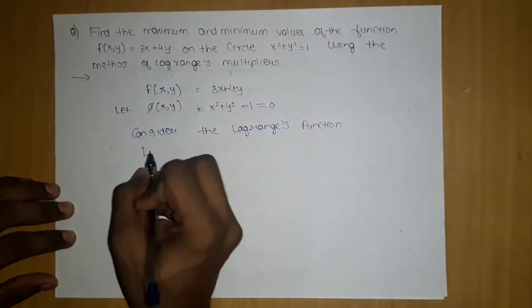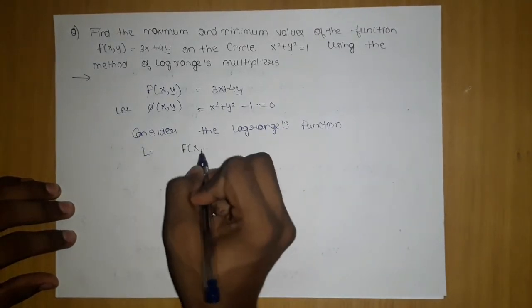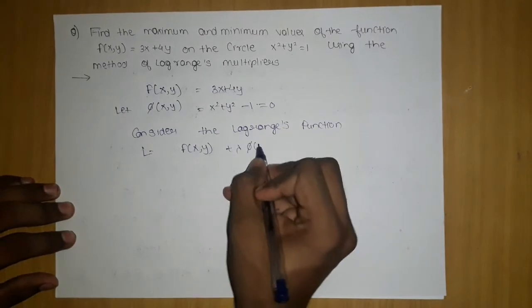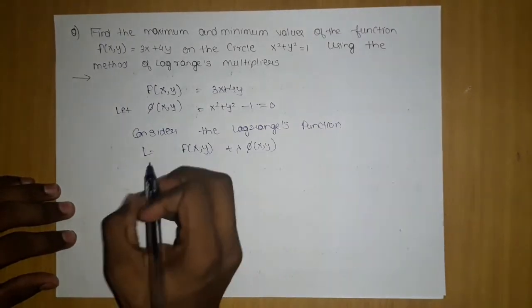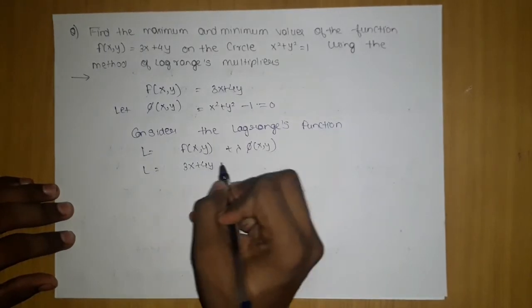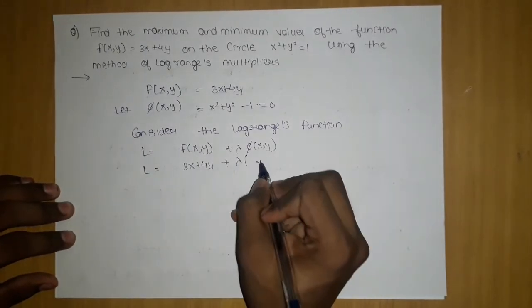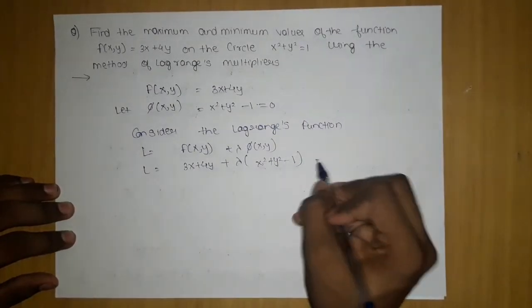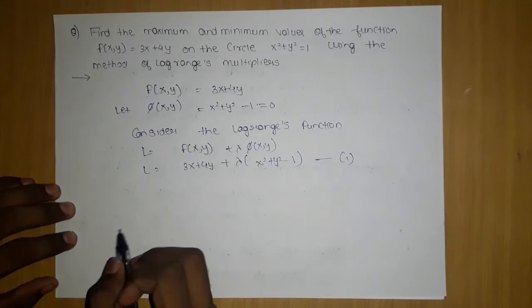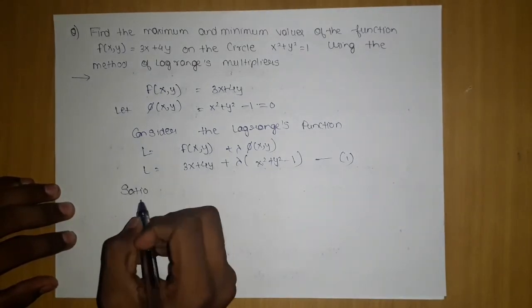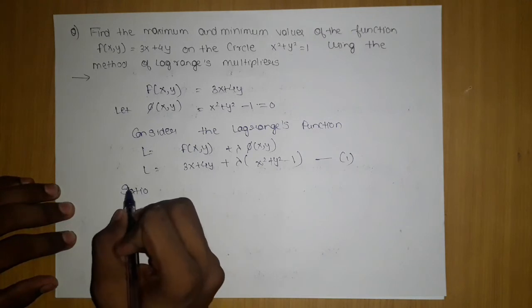It was L equals f of x comma y plus lambda times phi of x comma y, since x and y are the two variables. Now we substitute the values: 3x plus 4y plus lambda times x squared plus y squared minus 1. I am going to take the constraint as 1. Now, as I mentioned, the next job is to get the stationary points.